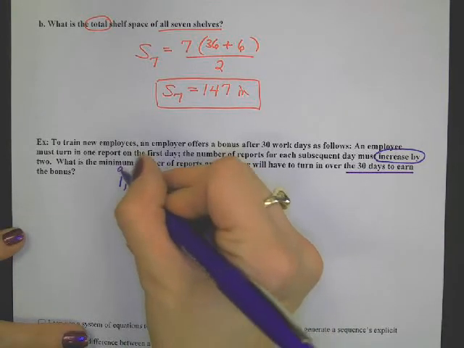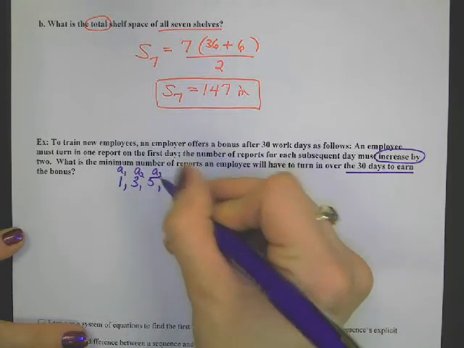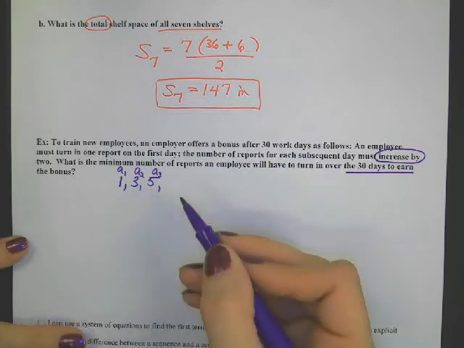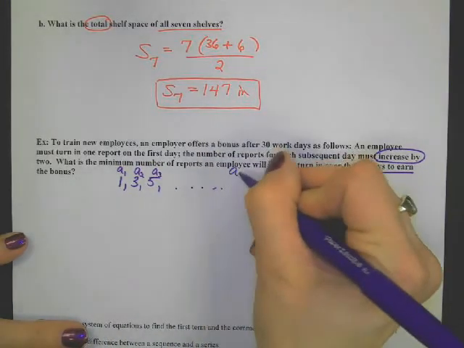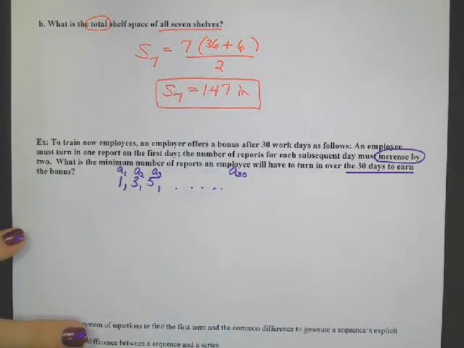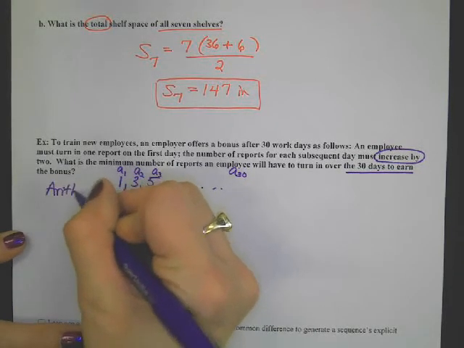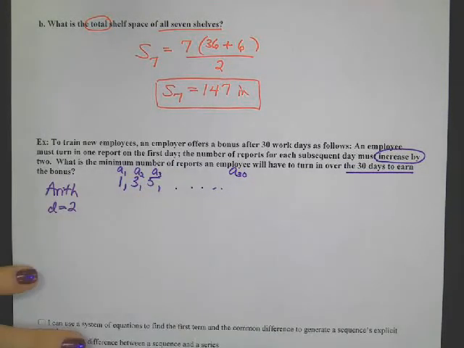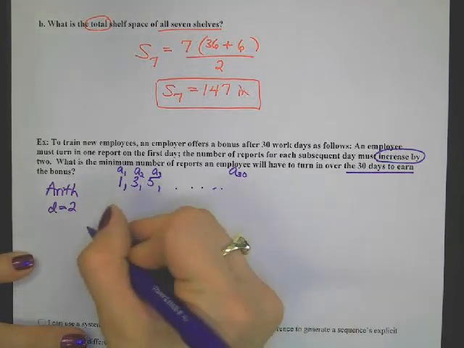Okay, so this is A1. That's day 1. Here's day 2. Here's day 3. Now, they could do more work. They could stay after, of course, but they have to at least turn in this many reports. And then A sub 30. How many reports on the 30th day? Oh my gosh. Okay, so this is definitely arithmetic. And the D is 2. Okay, let's find the 30th term.